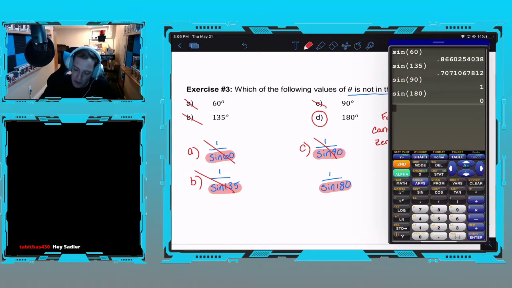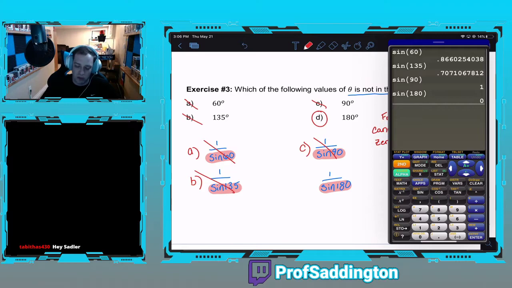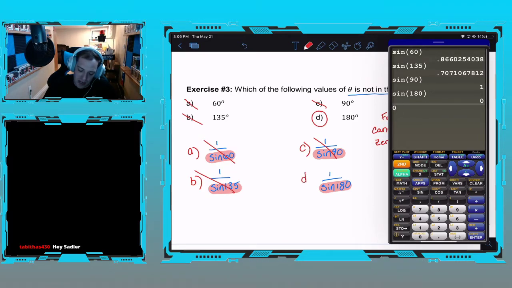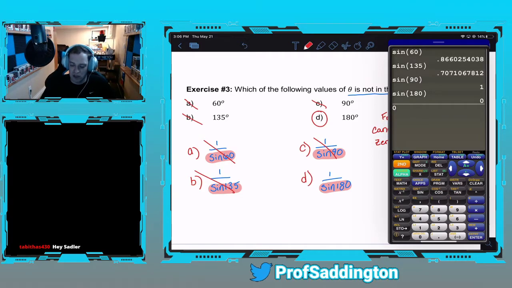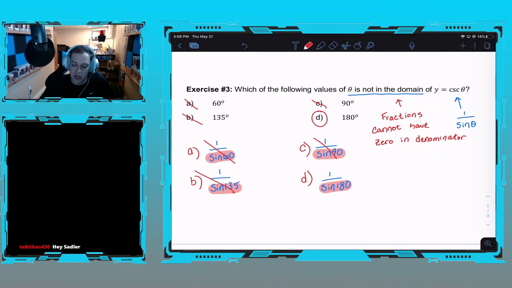And if we do sine of 180 degrees, it does come out to be 0. So if we were to plug 0 in the bottom of that fraction, it will not work. Okay, so just make sure you guys are reading it carefully. It says theta cannot be in the domain. Okay?